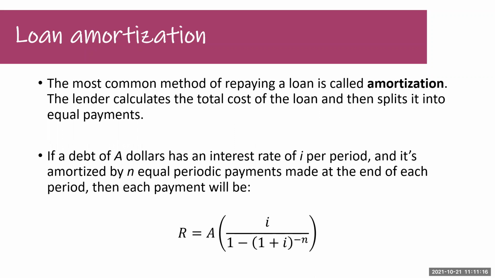So if the debt of A dollars has an interest rate of I per period, and it's amortized by N equal period payments made at the end of each period, then each payment has to follow this formula. Again, you're going to have that formula sheet, so don't worry too much. I, again, is the interest rate per period. N is the total number of periods. And A is the total amount of debt. You can think of it as kind of the principal. It's how much is on that account.